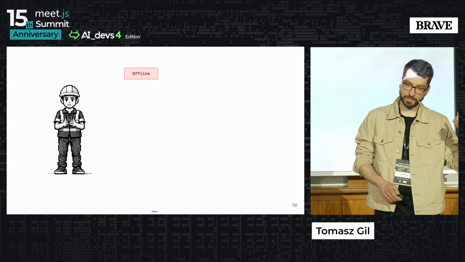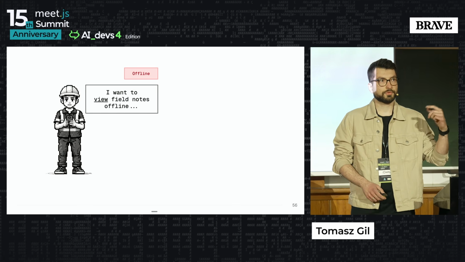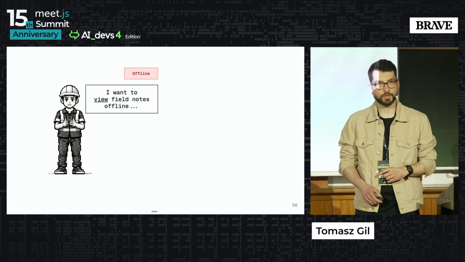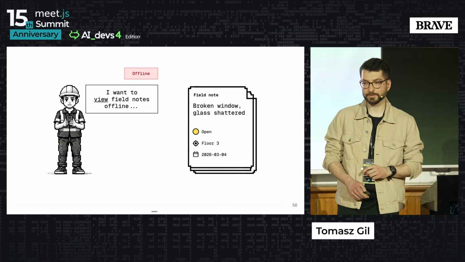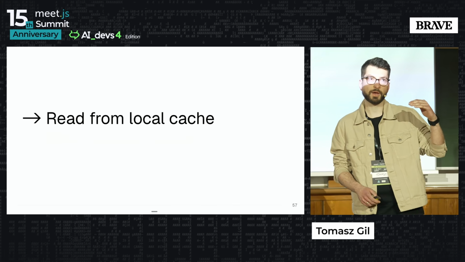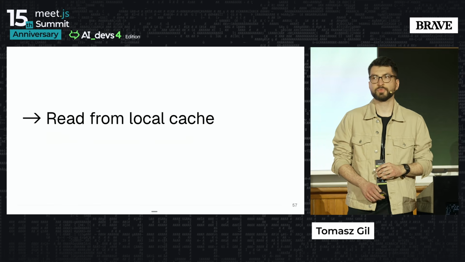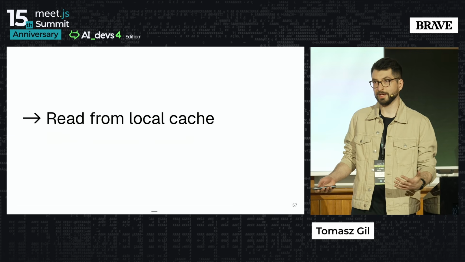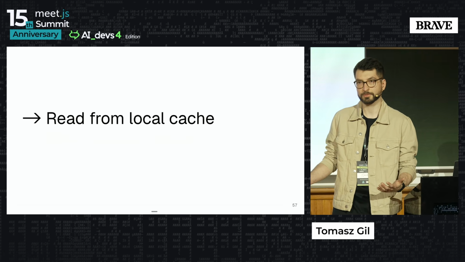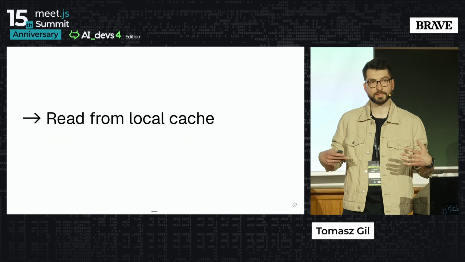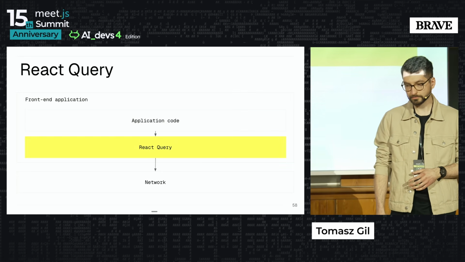And here, going back to our builders, they want to be able to view the field notes that they previously saw when they are offline. And that's our first technical requirement. That is, the app has to be able to read data from local cache. But in order to read anything from local cache, we have to make sure that there is a cache in the first place, and we are populating it with the data that the user is requesting from the network.